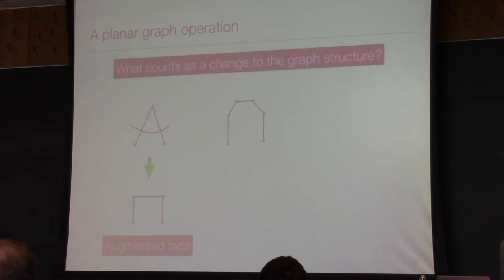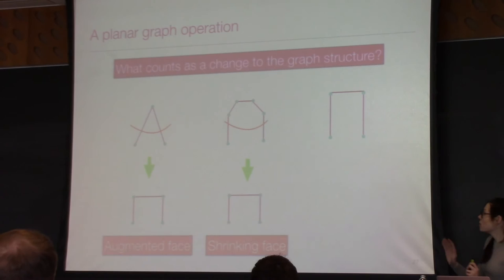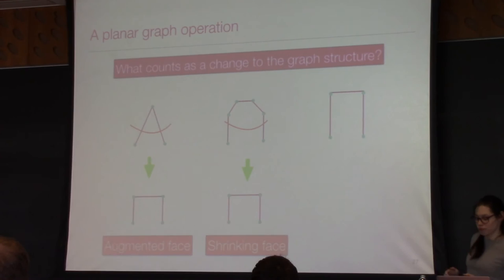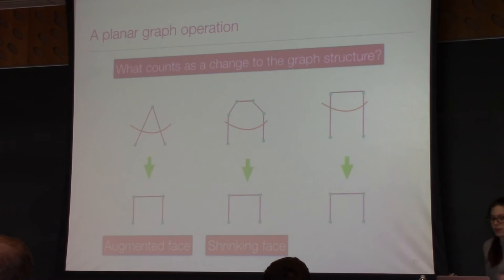Similarly, if we have a lot of vertices, and we cut it here, then we're decreasing the number of sides on the boundary of this face. So this would be a shrinking face. Again, this counts as a structural change to the graph. Finally, we have the case where there is exactly one edge in between these two edges that intersect the curve. In that case, the vertices would simply be translated down and there's no structural change. So we call that a preserved face.